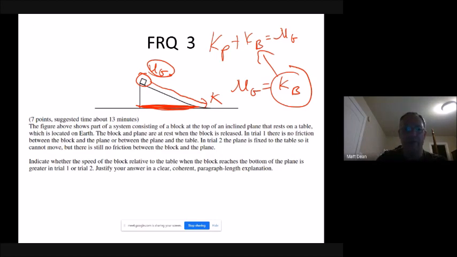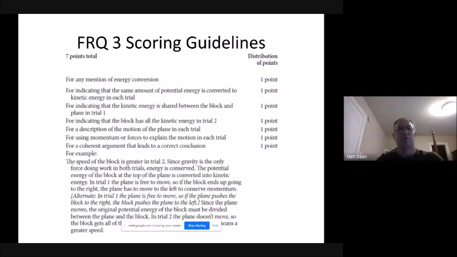So let's look at the rubric. Here's the rubric. So 7 possible points on this simple question. Number 1, talking about energy conversion, that the potential and kinetic energies have to add up to be the same in any situation. For indicating the same amount of potential energy is converted to kinetic energy in each trial, another point. For indicating that the kinetic energy is shared between the block and the plane in trial 1, a point. For indicating that the block gets all of the kinetic energy in trial 2, a point. For a description of the motion of the plane.